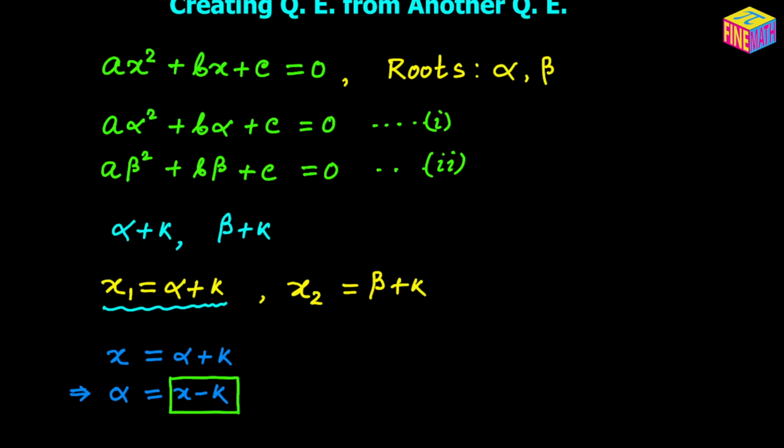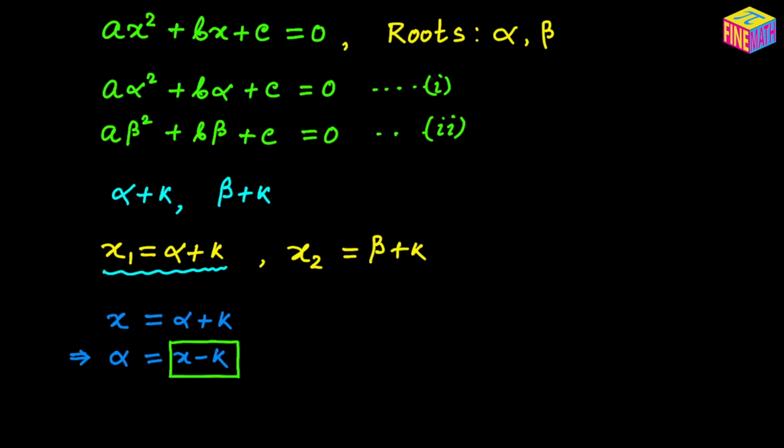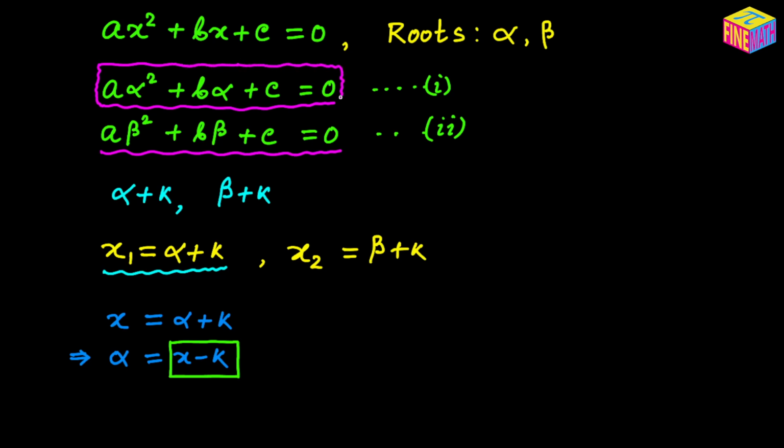So now let's take a look up here, that we have two equations that we created based on the given value. Here is one equation which was equation number 1, and then another equation which is equation number 2. So we can clearly see we have an equation where we have alpha present. Now I'm going to take that equation and replace the value of alpha with x minus k, and that will give us our new quadratic equation.